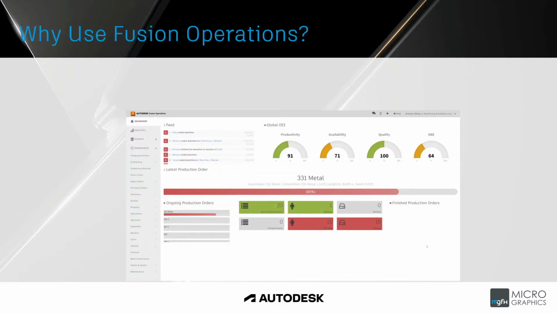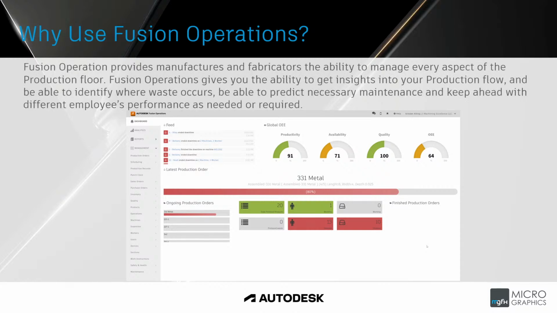Now, why do we want to use Fusion operations? Fusion operation provides manufacturers and fabricators the ability to manage every aspect of the production floor. Fusion operation gives you the ability to get insights into your production flow and be able to identify where waste occurs, be able to predict necessary maintenance, and keep ahead with different employees' performance as needed or required.